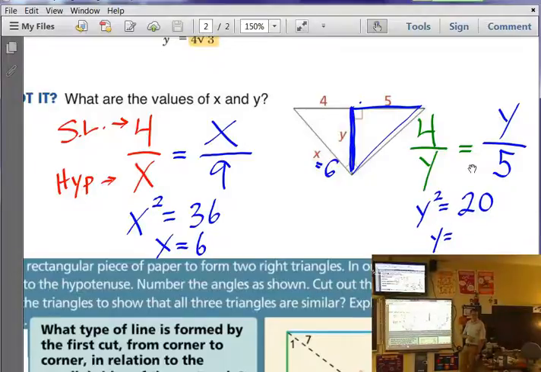anyone know it? Calvin? 2 radical 5. Thanks. Because this would be square root of 20, which becomes square root of 4 times 5, which I can bring out the 4 and make it a 2.